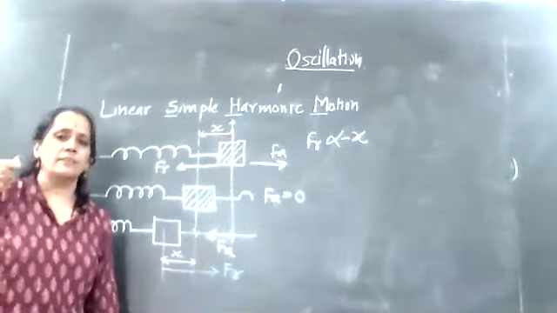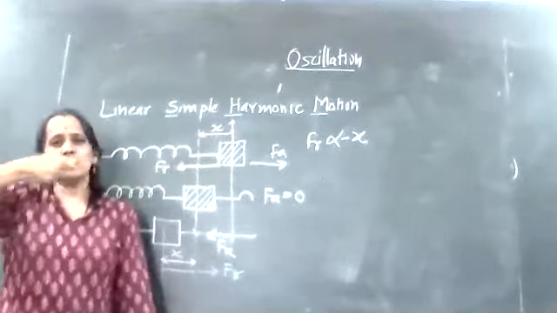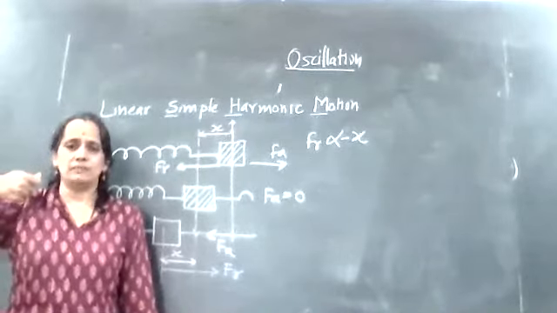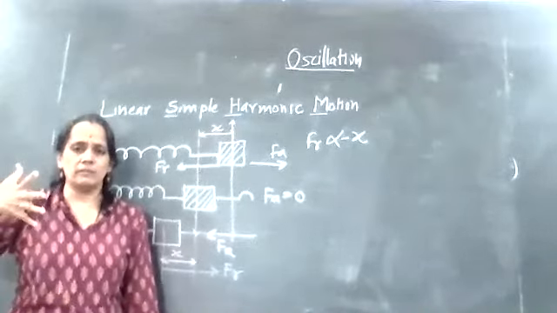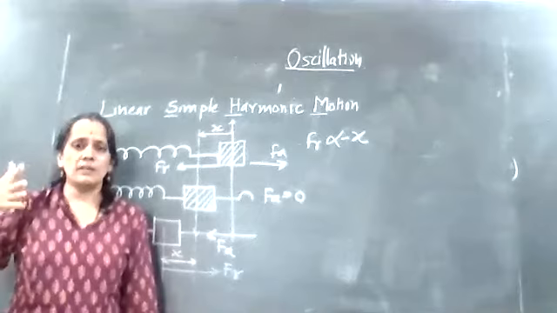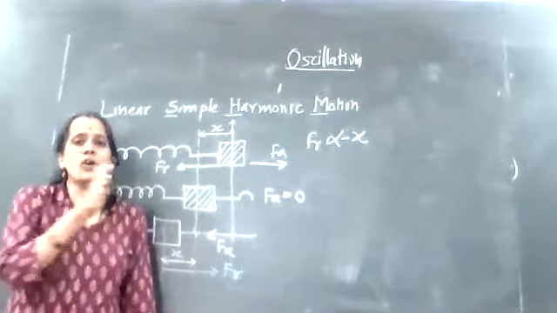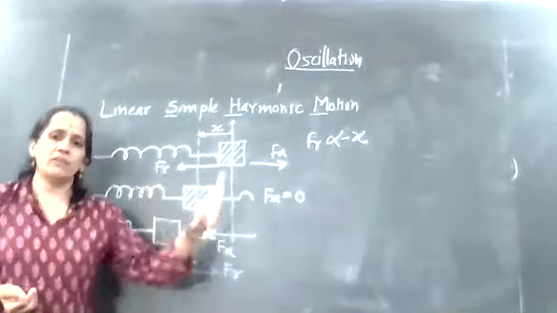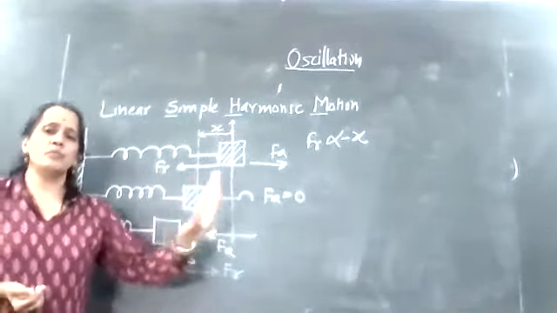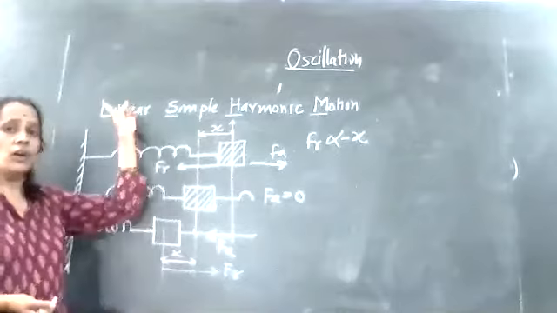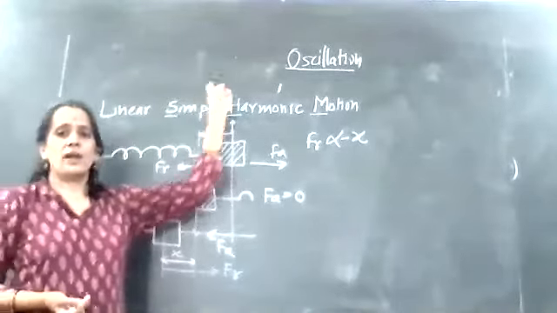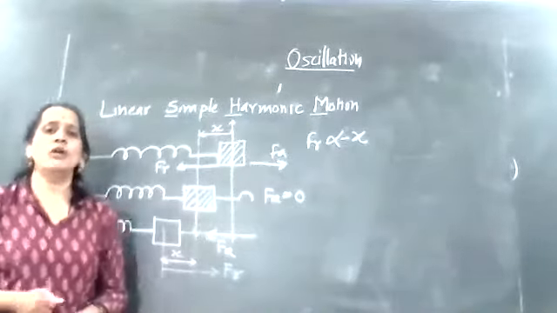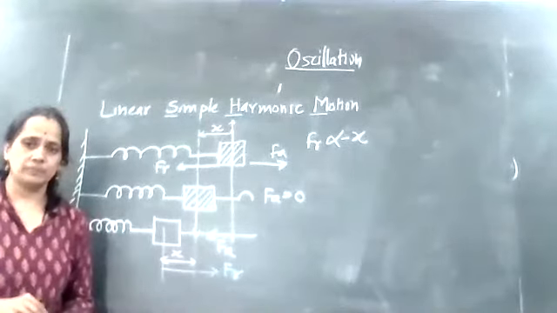Suppose now, in the first example, I apply force away from the rigid support, and the spring gets extended. If I extend the spring by a large amount and release it, what happens? The spring will start oscillating to and fro. It will move backward, forward, backward, forward. That type of motion is called linear simple harmonic motion, or linear SHM.